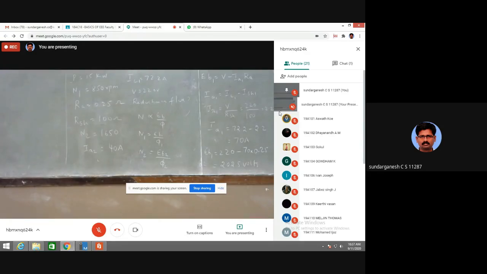From the given data, only 3 or 4 formulas are there. So from the given data, you have to think and use the corresponding formula. In a DC motor, one formula is EB1 equal to V minus IRA. Another formula is N proportional to EB by phi. There are a few formulas in each model, so you have to use the corresponding formula in the corresponding problem.